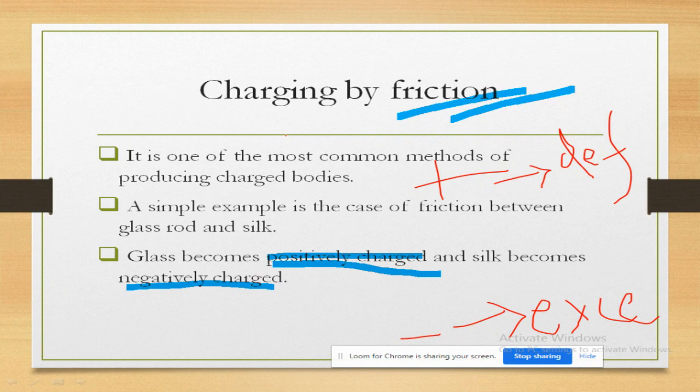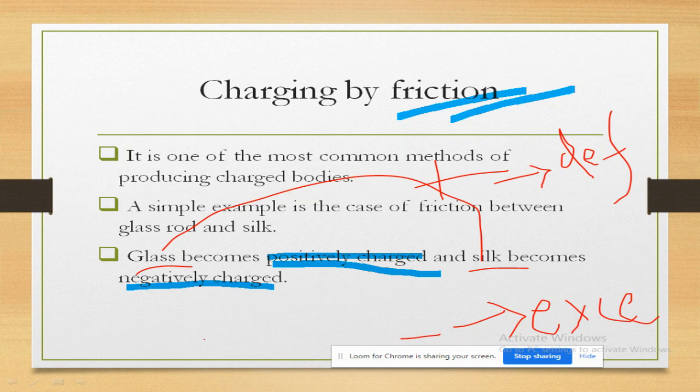It is also seen that silk cloth has a very good effect. When you wear silk cloths, the cloth sometimes gets charged, and some sparks are also seen sometimes in the dark. Let us discuss one example. Suppose you have a rod made of glass, and use a silk cloth to rub against it. After some time you will see that glass becomes positively charged and silk becomes negatively charged.